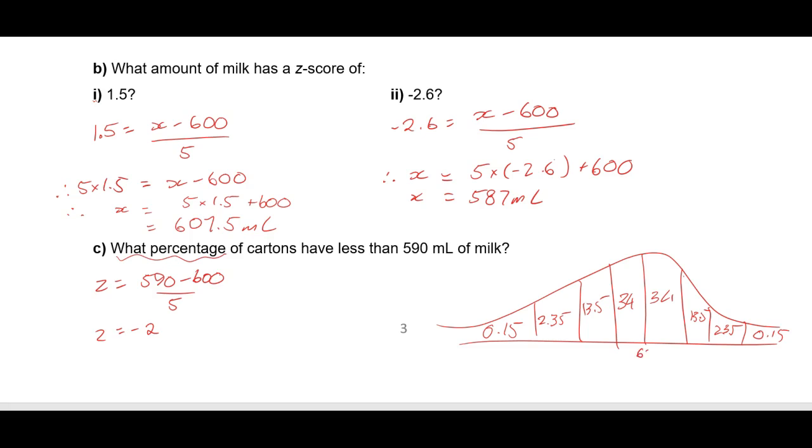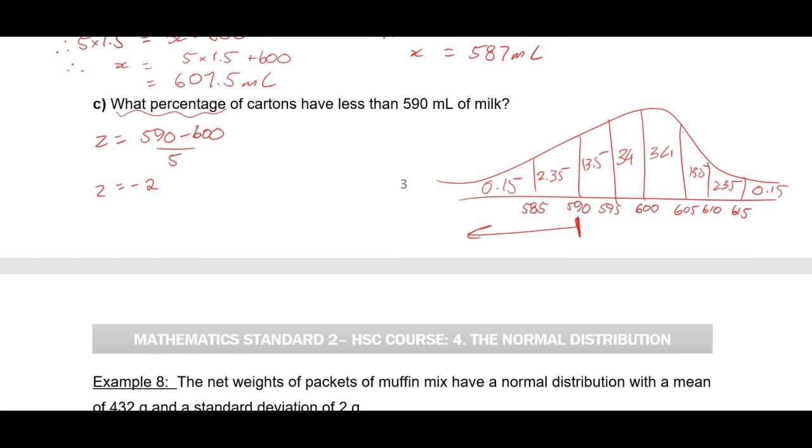My mean is 600. My standard deviation is 5. So 605, 610, 615, 595, 590, 585. Now I'm talking about less than 590. Here's my z-score of negative 2. Did I need to work my z-score of negative 2 out? Probably didn't, but nonetheless it clarifies things a bit. If we get a z-score that's not an integer between negative 3 and 3, we don't know how to apply the empirical rule to those sorts of things. We're not going to learn about that. Right, so I've got this part here, and I can see it's 2.35 and 0.15, which is 2.5%.